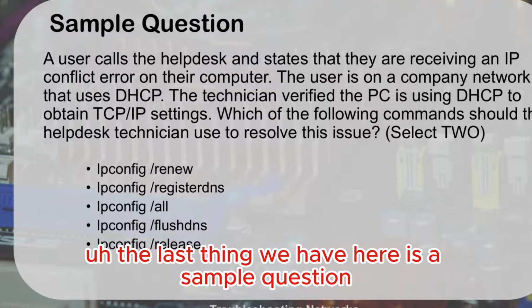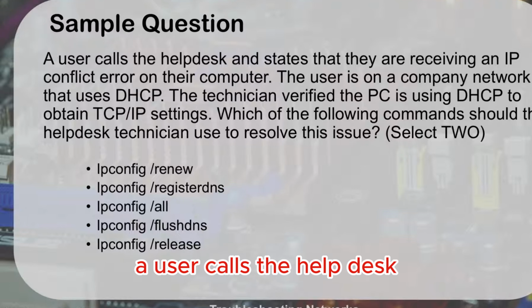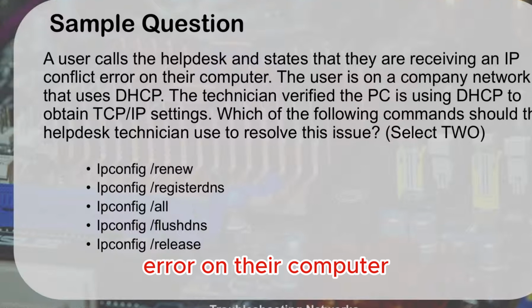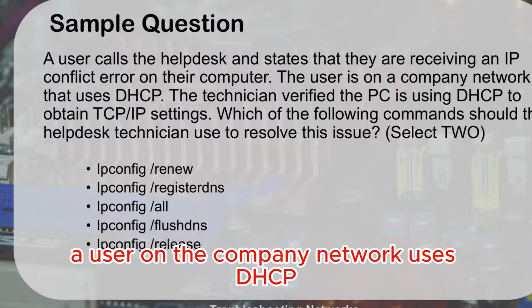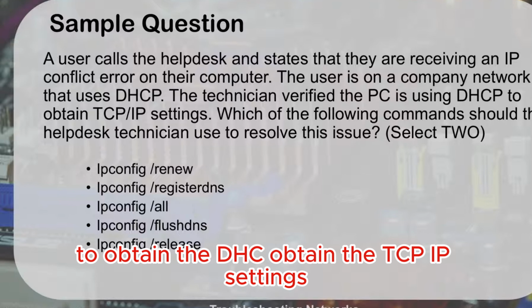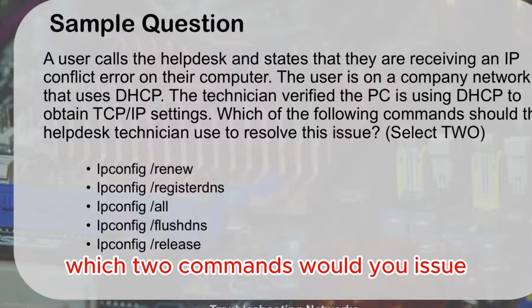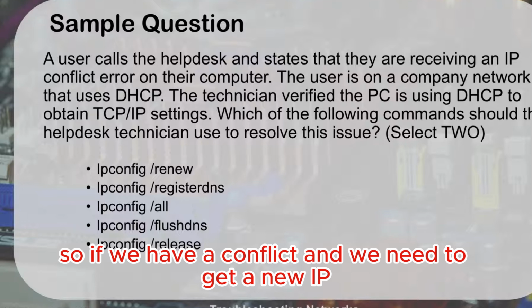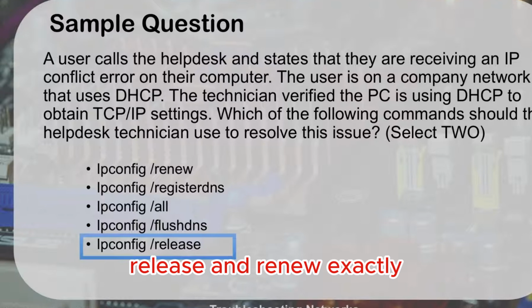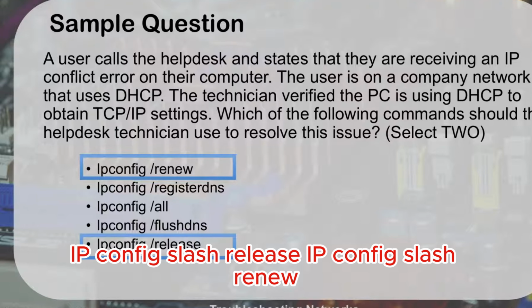The last thing we have here is a simple question for you. A user calls the help desk and states that they are receiving an IP conflict error on their computer. A user on the company network uses DHCP. The technician verified the PC is using DHCP to obtain the TCP/IP settings. Which two commands would you issue to resolve the issue? So if we have a conflict and we need to get a new IP, what do you guys think we want to do? Release and renew. Exactly. ipconfig /release, ipconfig /renew.